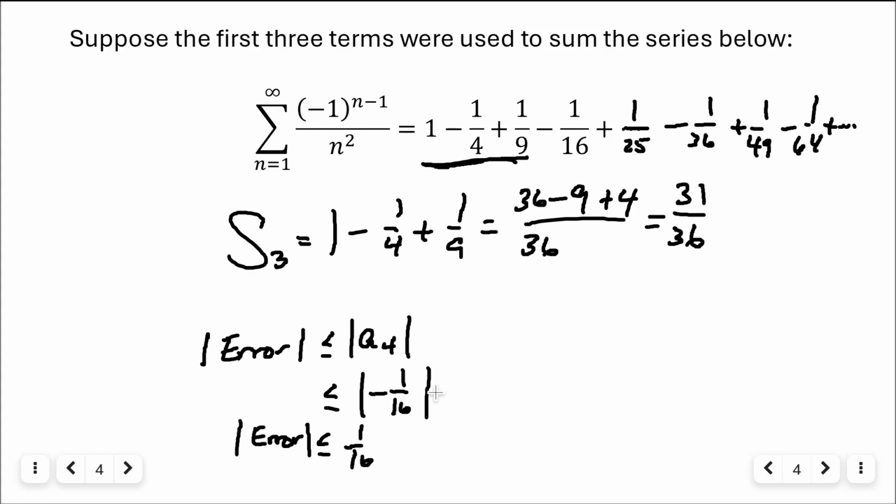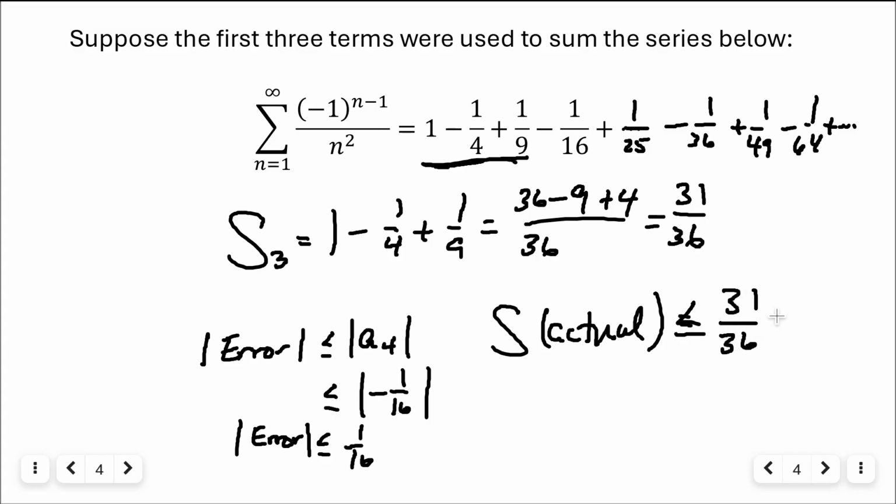So now, what does that mean for me? That means that the actual sum of the series is within 31 over 36 plus or minus 1 over 16. So at this point, I'm 1/16 off from the true value of this series. All right? I'm 1/16 off in either direction using the first three terms.